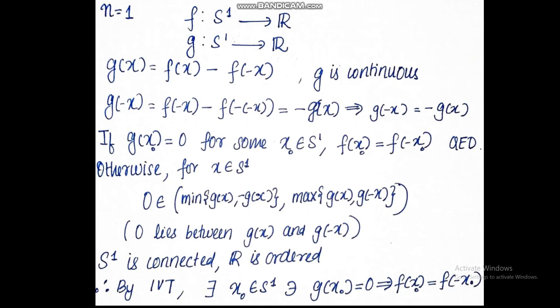Otherwise, we'll get that 0 lies somewhere between g of x and g of minus x, since they are negatives of each other. Since S^1 is connected and R is ordered, we can apply the intermediate value theorem. By the intermediate value theorem, there exists an x0 element of S^1 such that g of x0 is equal to 0. And therefore, f of x0 will be equal to f of minus x0.